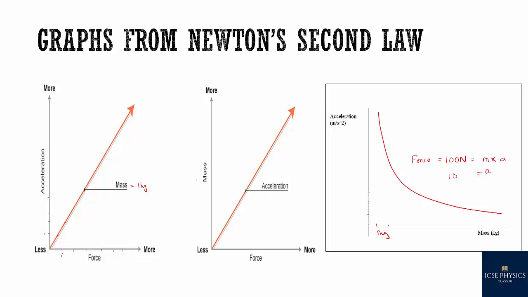Acceleration will be 100 by 1, that is 100 meter per second square. So when the mass is 1, acceleration will be 100. So as mass increases, acceleration will decrease. So this is how the graph is plotted.